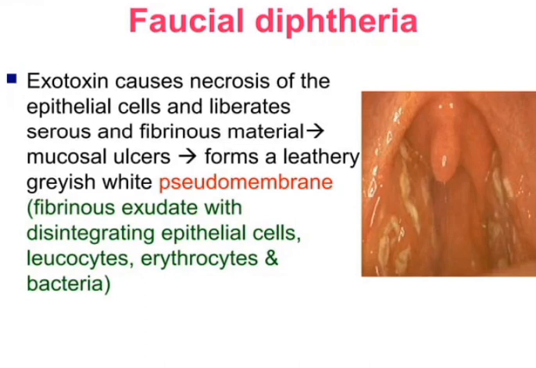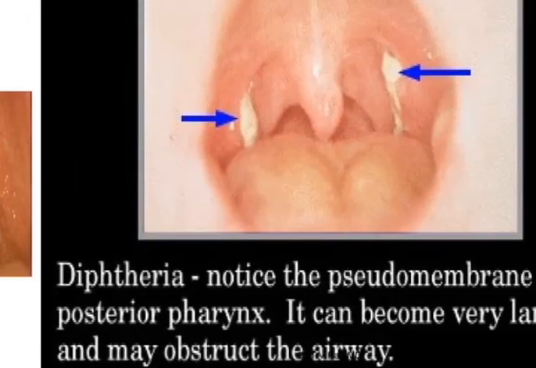Faucial diphtheria. The exotoxin causes necrosis of the epithelial cells and liberates serous and fibrinous material. This causes mucosal ulcers and forms a leathery grayish-white pseudomembrane, made of fibrinous exudate with disintegrating epithelial cells, leukocytes, erythrocytes and bacteria.